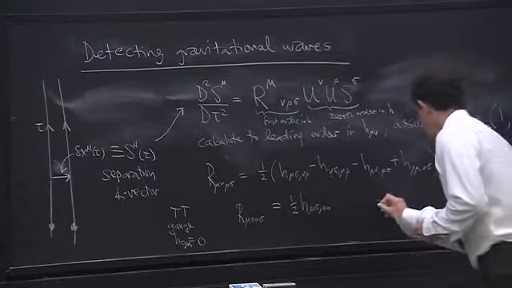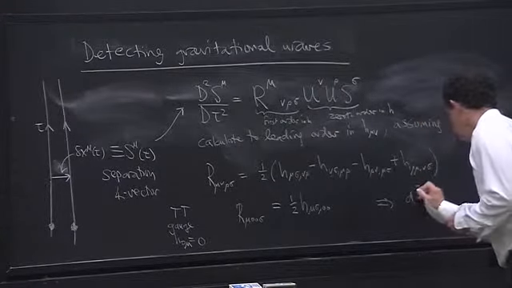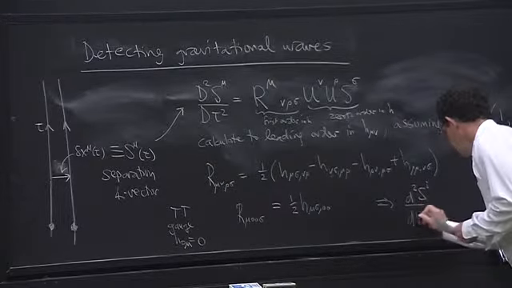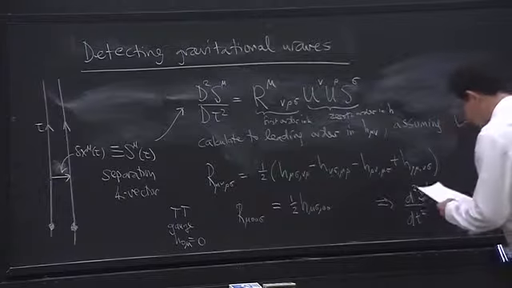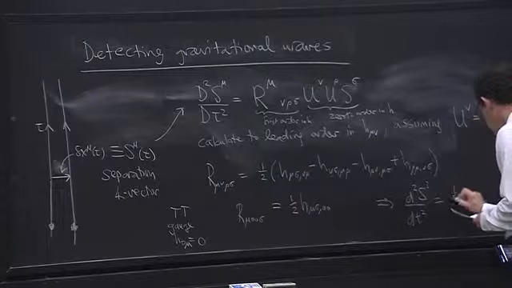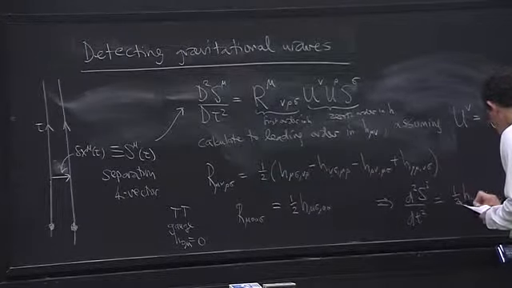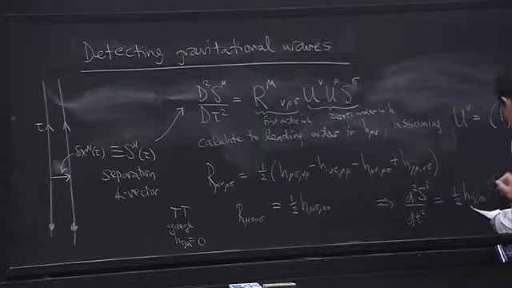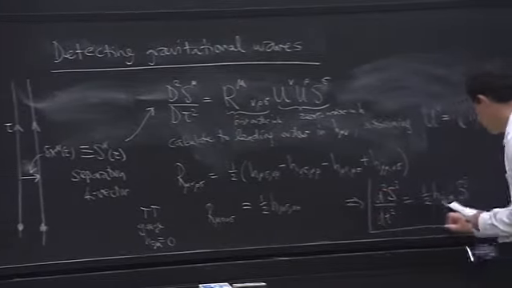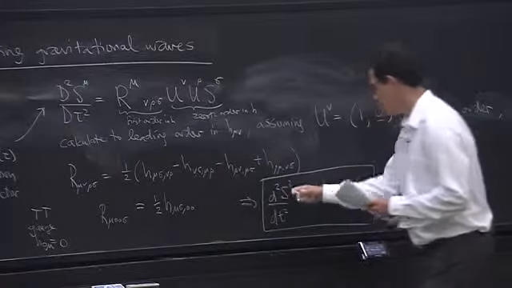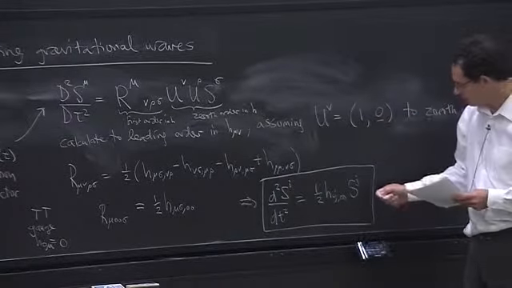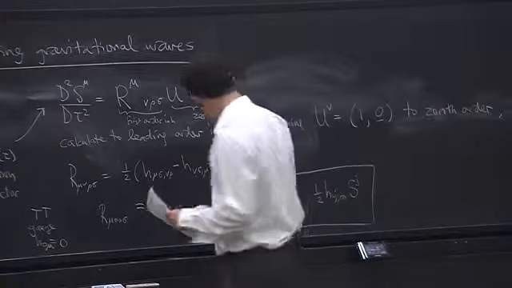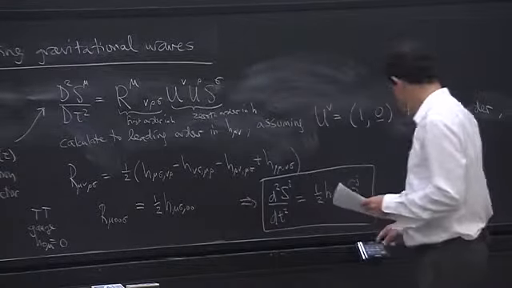Okay, so what we get is that d²s^i/dt² is equal to 1/2 h^i_j,_{00} s^j. The change in the separation vector is given by the gravitational wave times the separation vector.